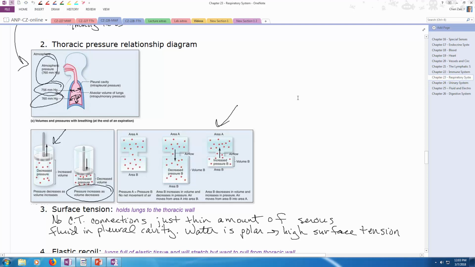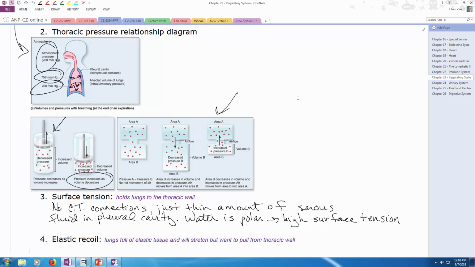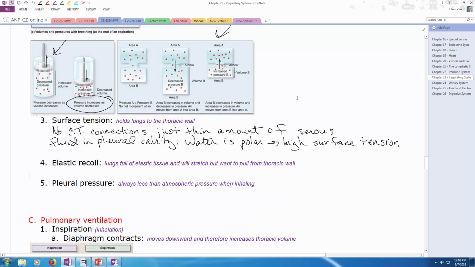So now we're into the thoracic pressure relationship diagram, and it's important that you guys understand that when the volume increases in the thoracic cavity, the pressure decreases and vice versa. So there is indeed an inverse relationship of volume and pressure in our thoracic cavity. Now let's take a look at surface tension.